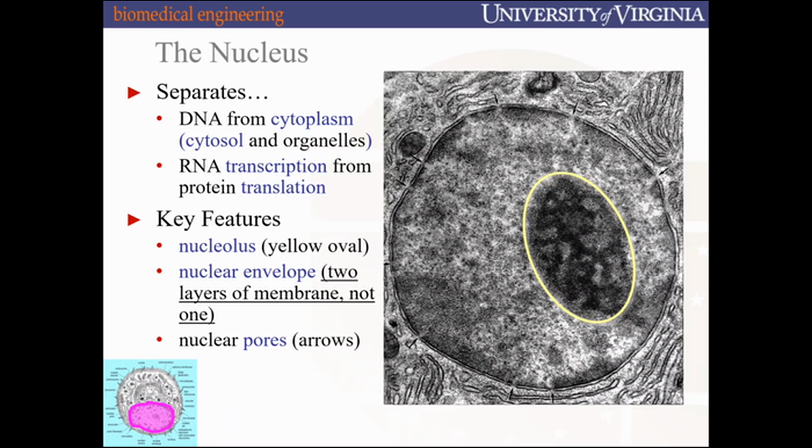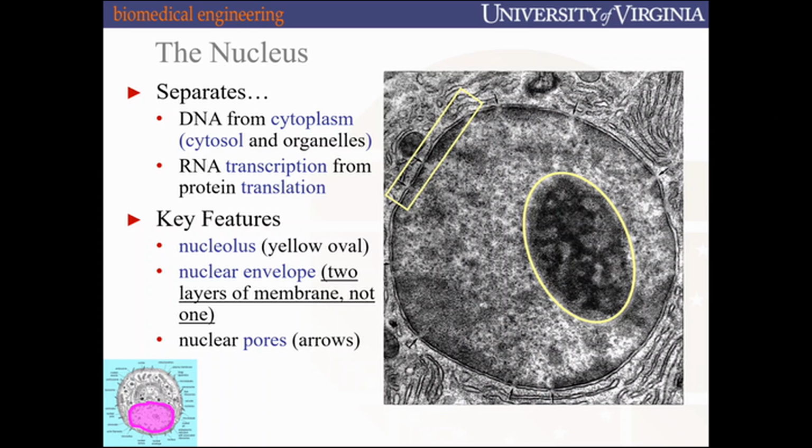The second part of the nucleus I want to highlight is the nuclear envelope. This is what separates the nucleus from the rest of the cell, and unlike many other membrane-bound organelles that we'll discuss today, the nuclear envelope is made up of 2 layers of lipid bilayer membranes, not just a single lipid bilayer. You can see these 2 layers of membrane in the yellow rectangle on the transmission electron micrograph on the right.